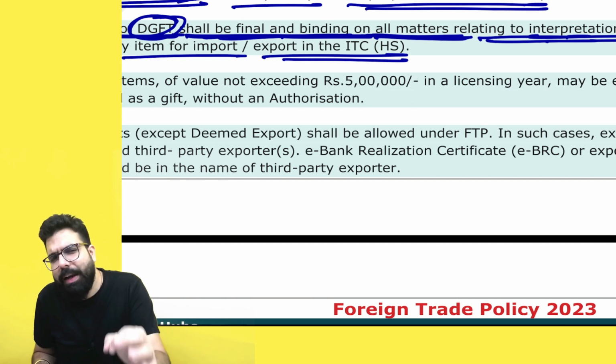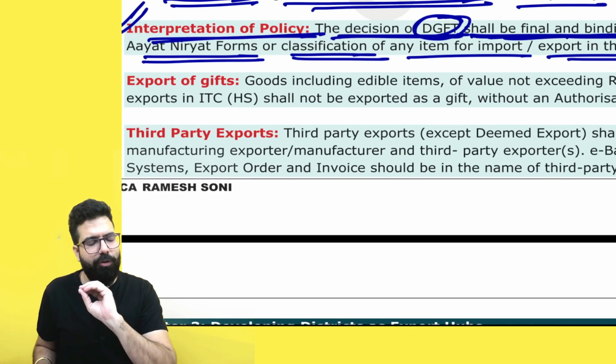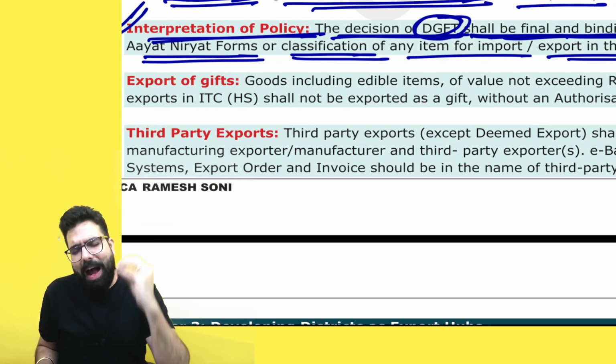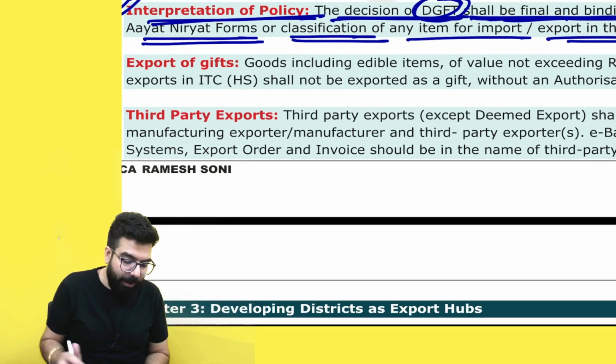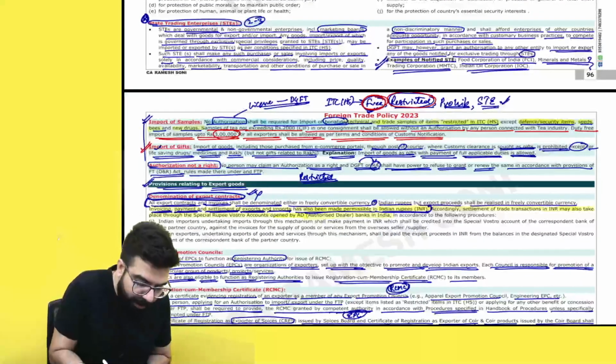Who will give the final decision? DGFT. Remember that point. Whenever you have any interpretation issue, whenever you have any doubt in the foreign trade policy, handbook of procedure, ITC-HS, you go to the DGFT. DGFT's decision will always be final. The next one, export of gifts. Remember one thing, here I told you the general provision relating to import.